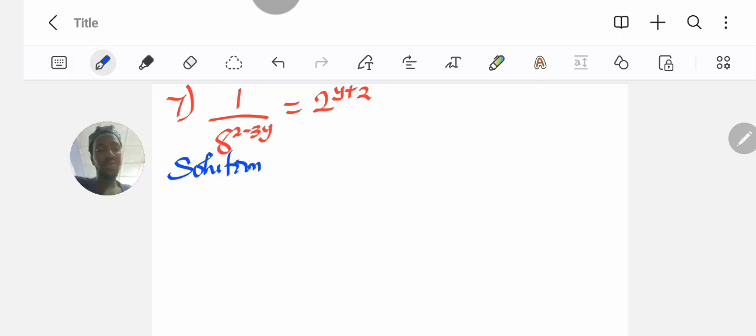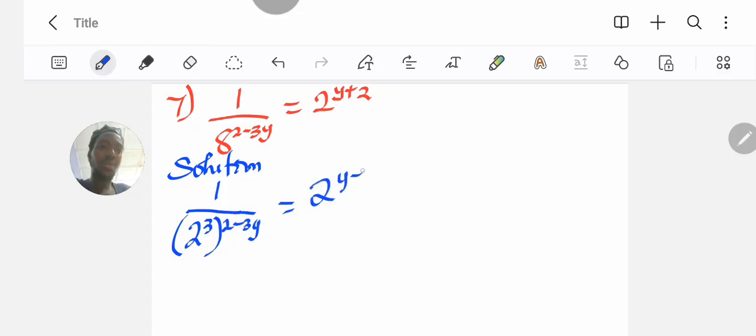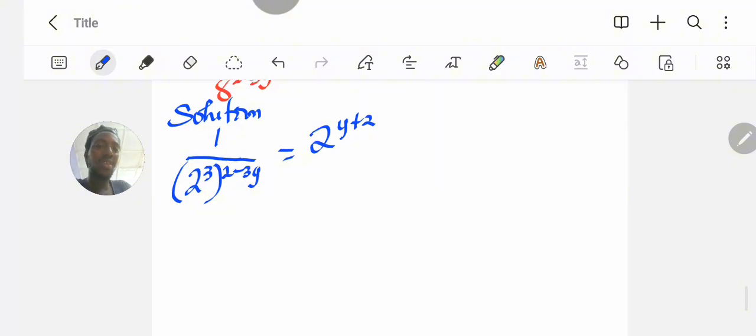Okay. Question 7. Now, if you notice question 6, what I did was to cross multiply. Here now I'm going to try another second method. I won't cross multiply, but it's still the same thing. You can always use sometimes for one question about 2, 3 methods. So for this now, I'll just change it right away. 8 is 2 raised to the power of 3. We have 2 minus 3y is 2 raised to the power y plus 2. Don't forget we are looking for y. So this is 1 over 2 raised to the power 3 times 2 is 6 minus 3 times 3y is 9y, 2 raised to the power y plus 2.